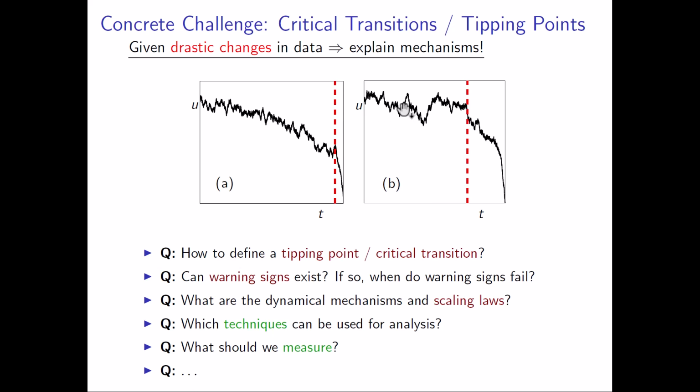Then you want the dynamical mechanisms and scaling laws that classify these transitions. From a more theoretical standpoint, you could also ask what techniques you could use to analyze them, and what variables I should measure in my system, experimentally or from a data perspective, by crawling the huge data sets that are available to us now. What measure should I plot to actually see these critical transitions and find the warning signs?